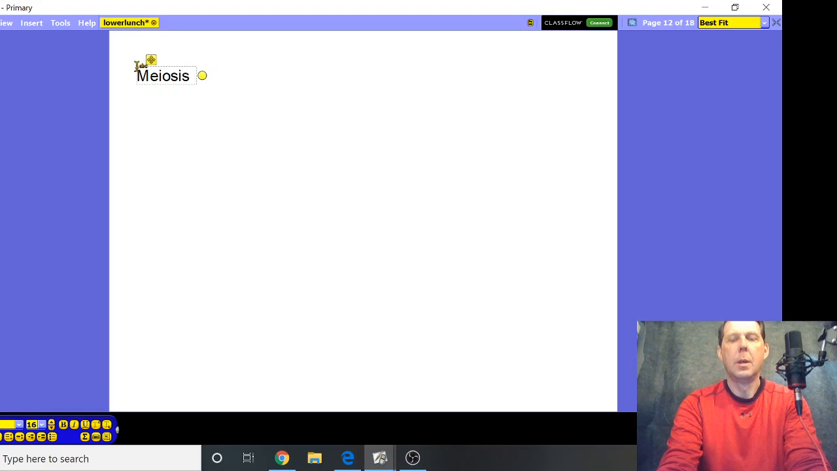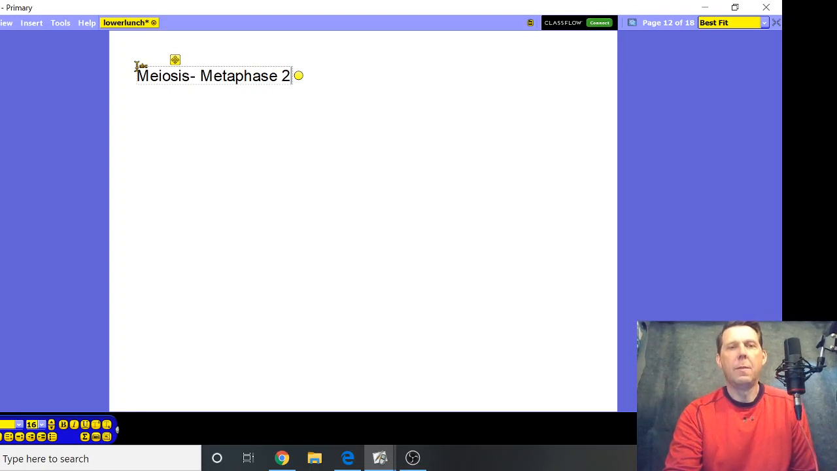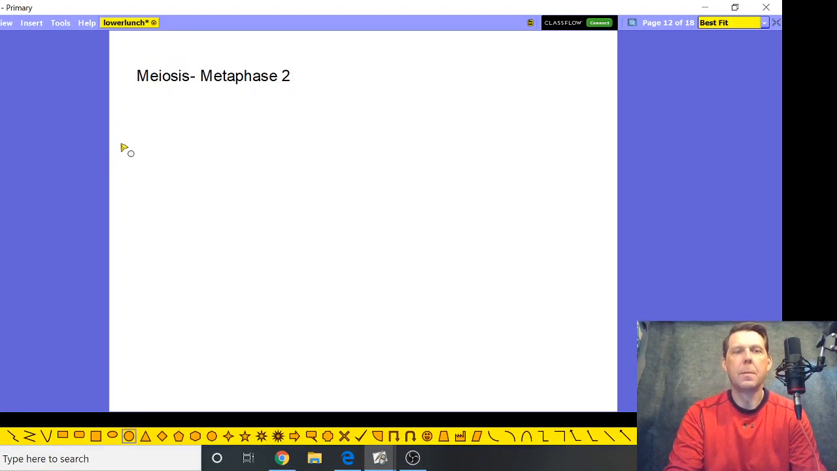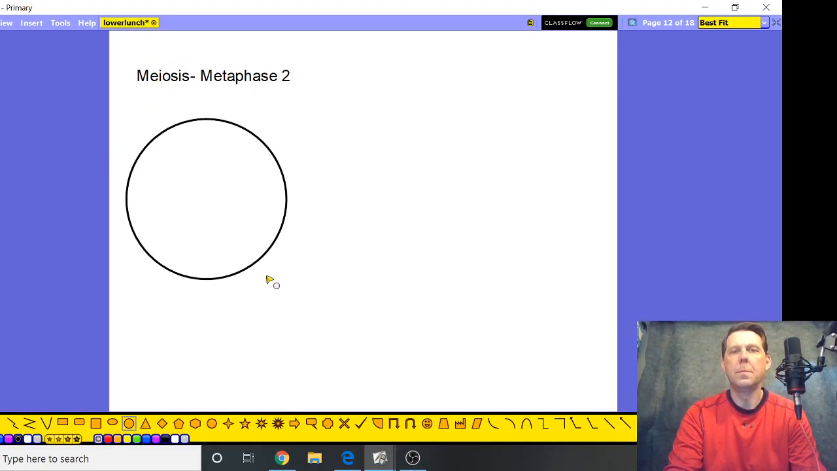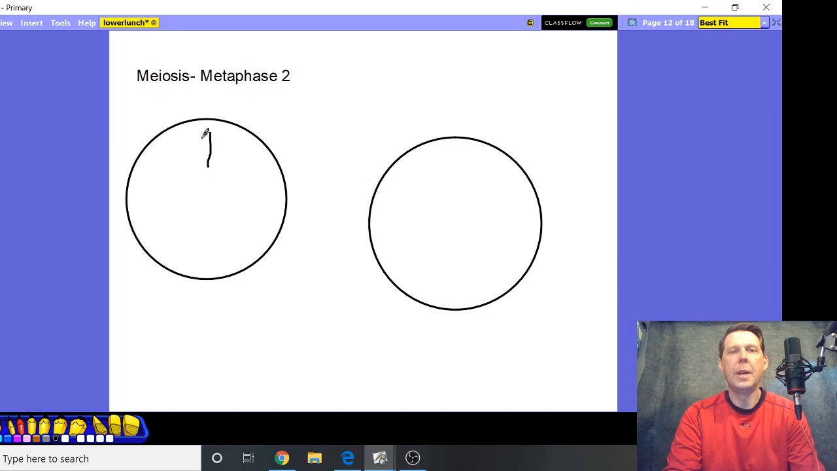Meiosis, metaphase 2. Now, the first time around, we had the homologous pairs lined up in the center. But now they're each in their own cell, so we're just going to have a single line, just like in mitosis. And our chromosomes, our full X's, should be lined up in the center, in the middle.